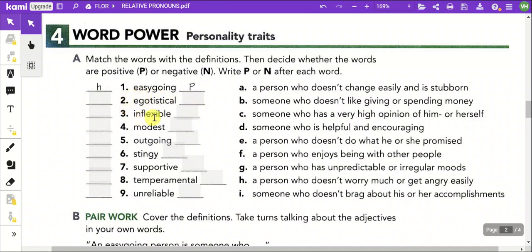Okay, so inflexible, modest, outgoing, stingy, aunque vas a encontrar que también se puede decir stingy, supportive, temperamental, and unreliable. Y vas a poner lo que hayas encontrado que significa cada palabra. Aquí tienes las definiciones y vas a poner la letra en los espacios. Y también quiero que pongas si son positivos o si son rasgos negativos, ¿ok?